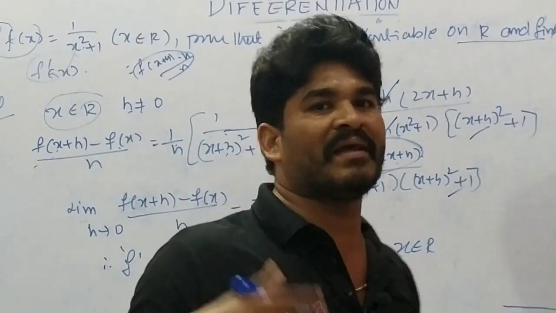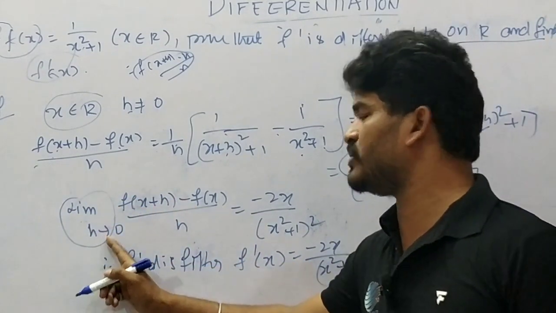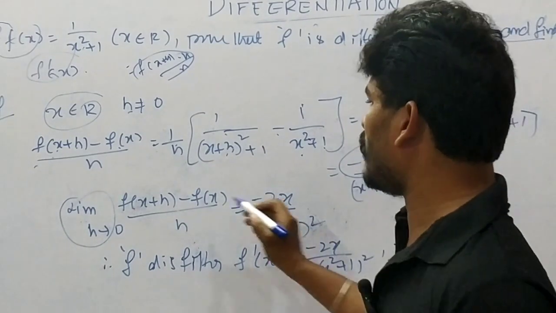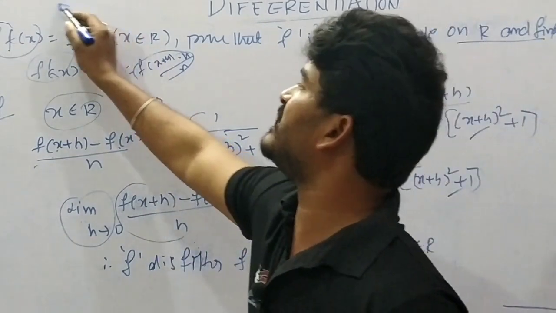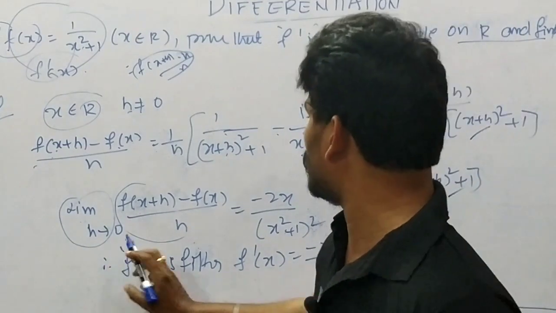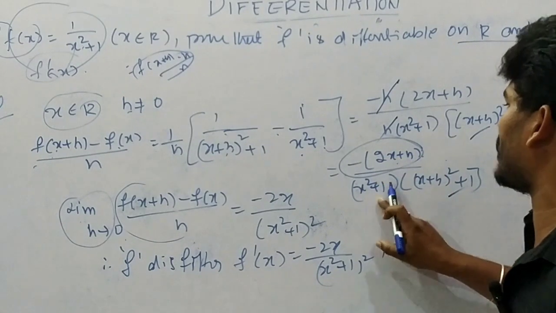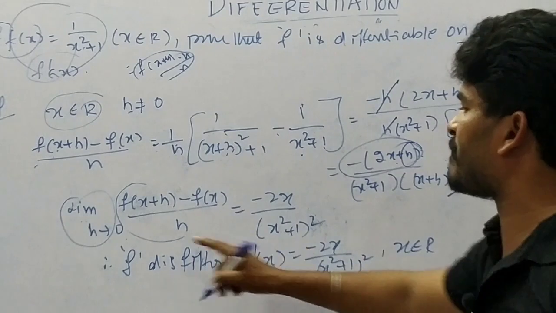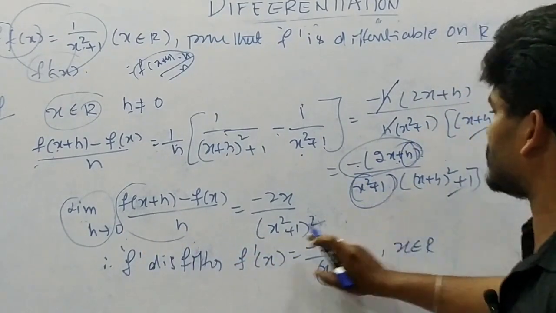Next we apply the limit as h tends to 0 of f of x plus h minus f of x divided by h, which is the formula. The given f of x is 1 divided by x squared plus 1. So we apply h tends to 0, and finally we get the value minus 2x plus h divided by x squared plus 1 into (x plus h) whole squared plus 1. Now applying h equal to 0, we get minus 2x divided by x squared plus 1 whole squared, as written down.